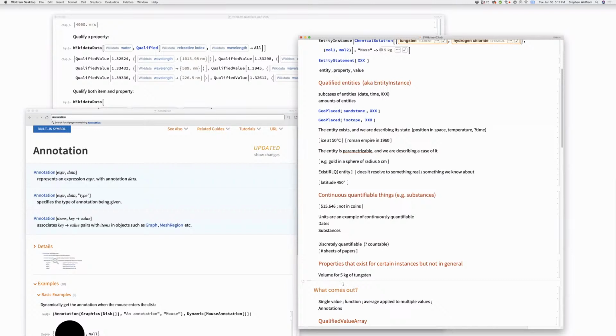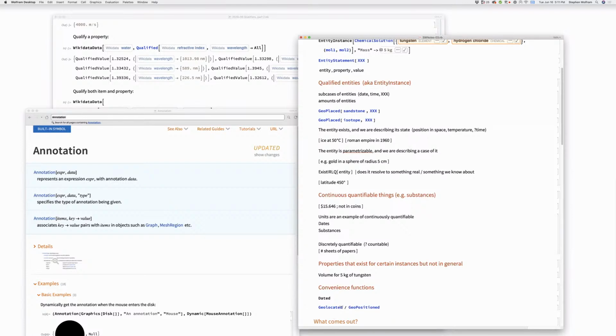Let's see. So dated, clearly useful. Geoplaced. That may be too complicated a concept anyway. Geolocated. I'm not sure. Geopositioned might be better, given that its geoposition is the thing. Okay, so let's say geopositioned.